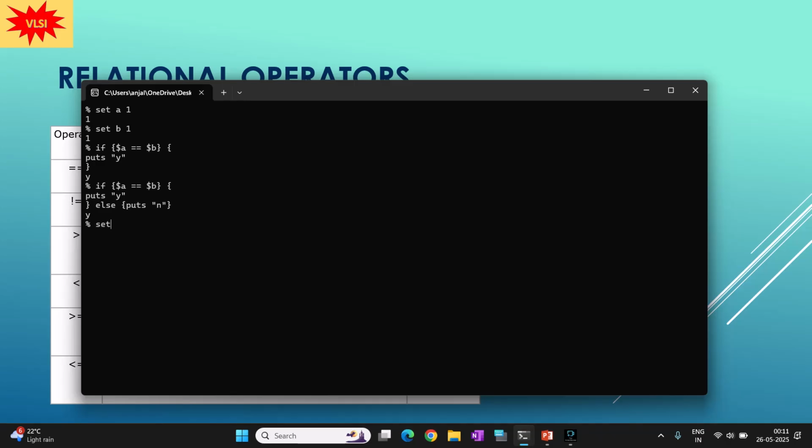Now let me change the value of B. Okay, and now let's see what happens. I hope you have already expected what is going to happen, but it's just a practical way of explaining it. So now it is putting N because A is not equal to B.